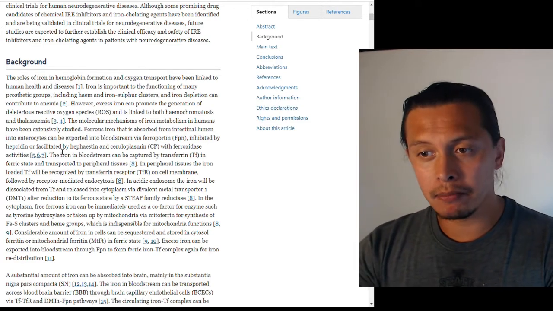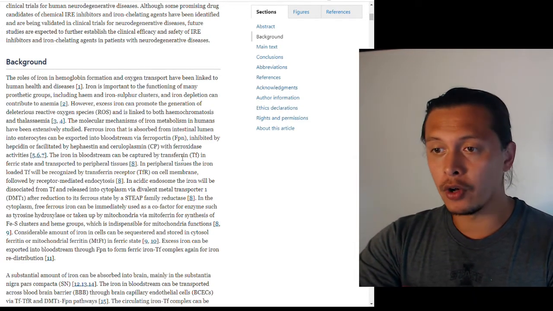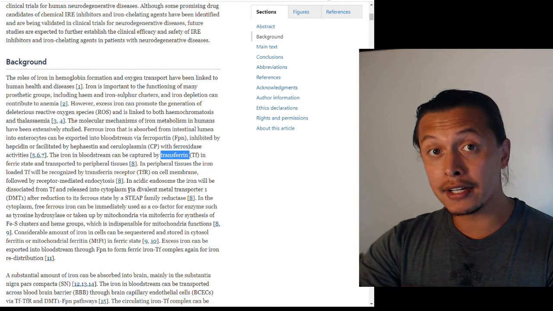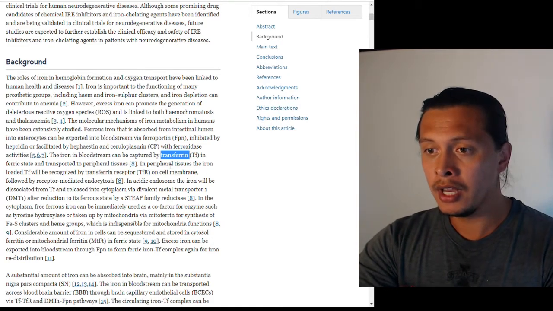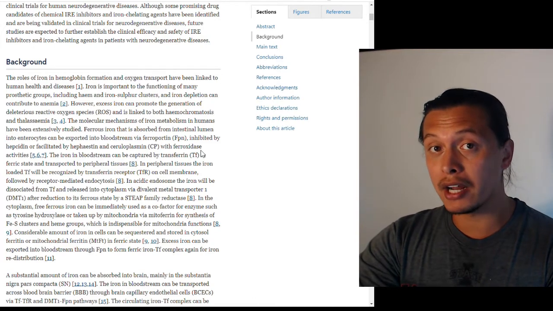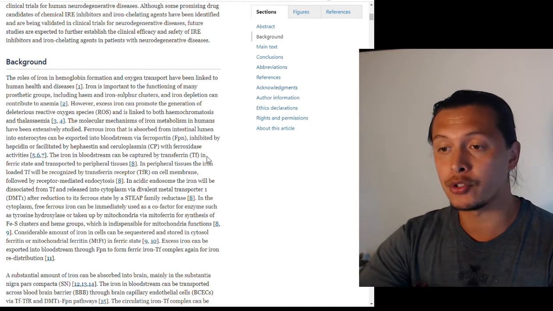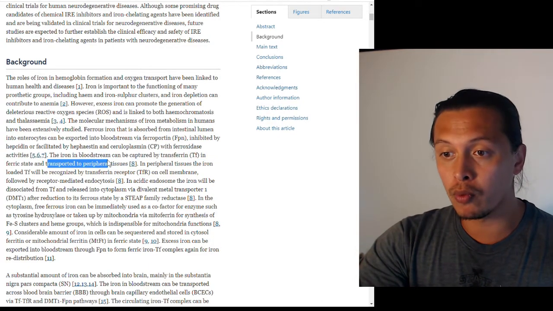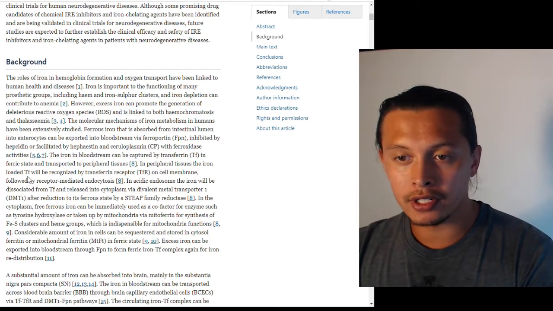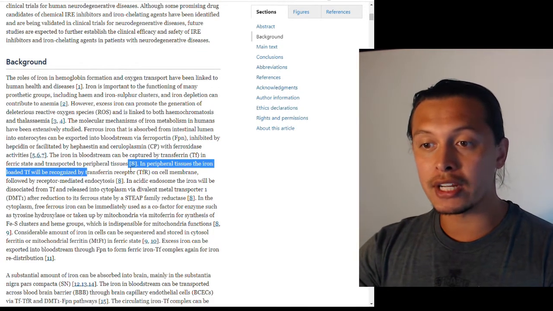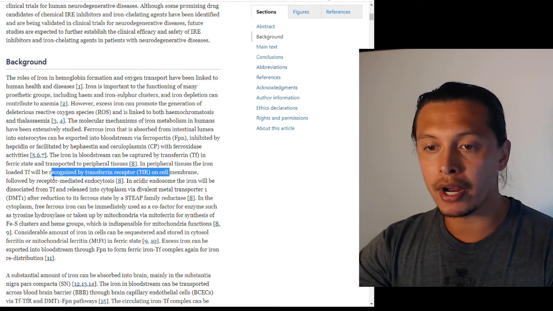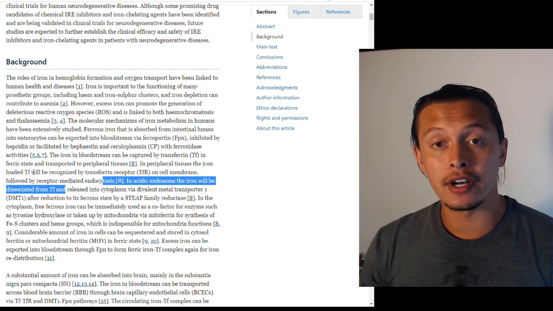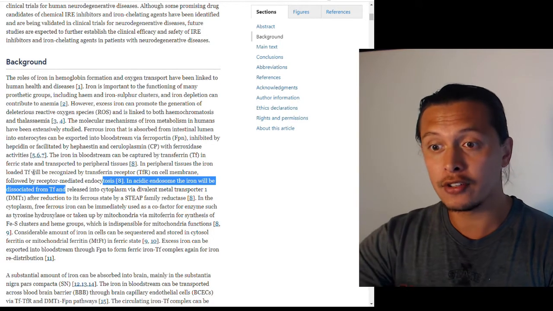Okay. So the iron in bloodstream can be captured by transferrin. So this transferrin is a protein that can bind to iron 3+, and helps protect your body from that iron while it's being transported from one cell to another. So anyways, the iron in the bloodstream can be captured by transferrin in the ferric state and transported to peripheral tissues. And in peripheral tissues, the iron-loaded transferrin will be recognized by the transferrin receptor, or the TFR, on the cell membrane, followed by receptor-mediated endocytosis. So basically, the receptor finds the transferrin and then will suck up that transferrin into the cell.